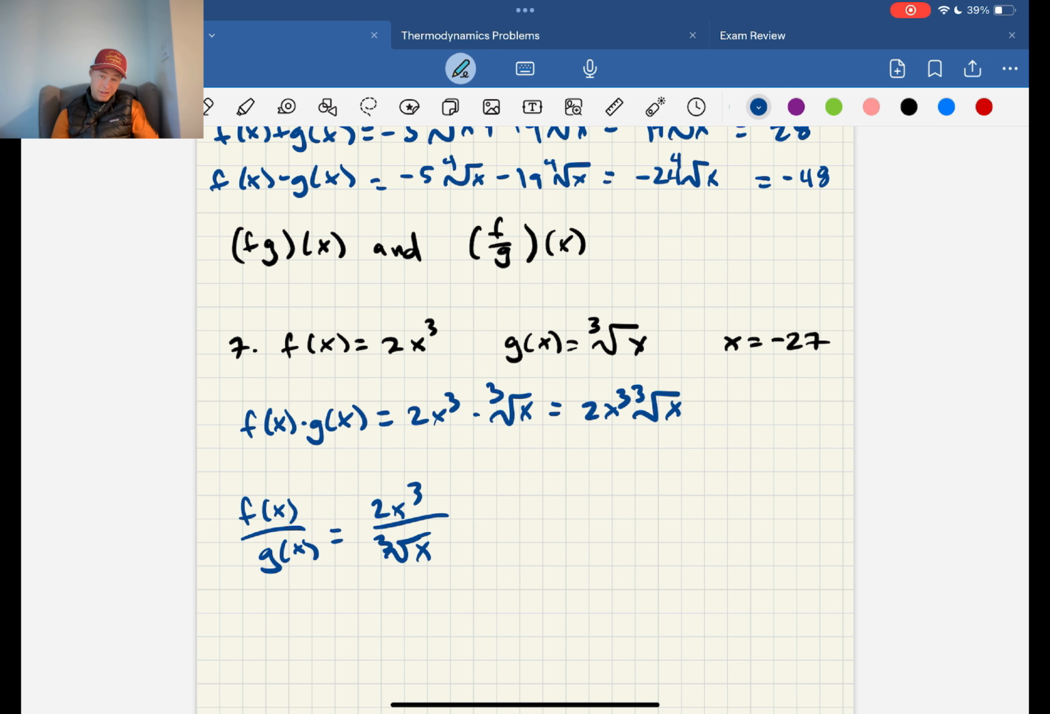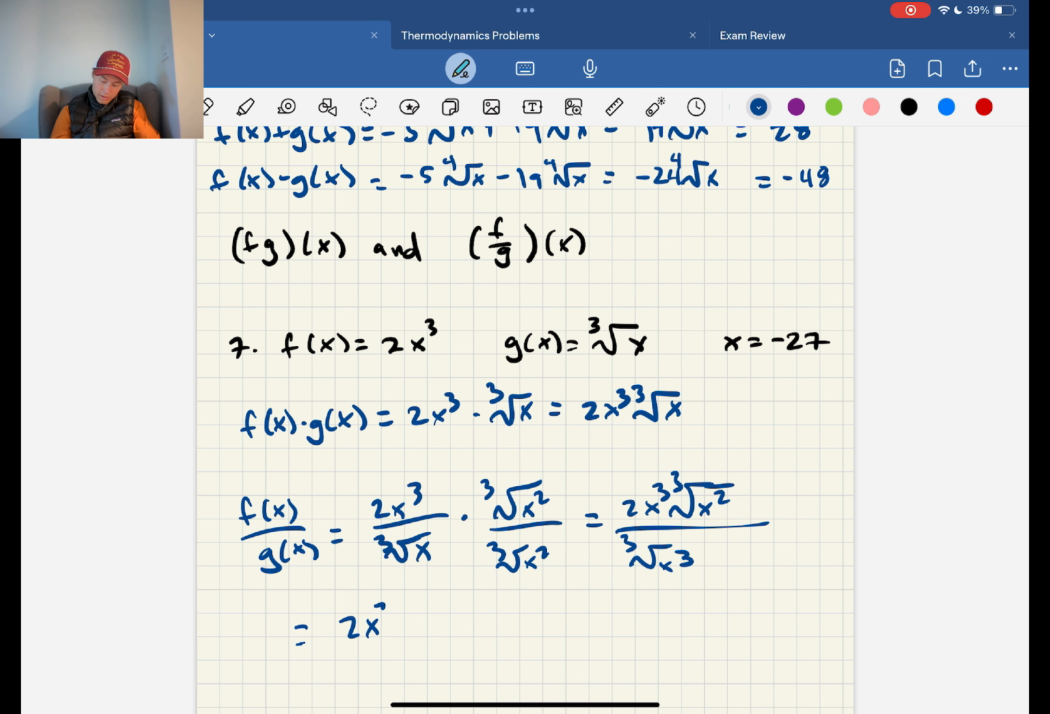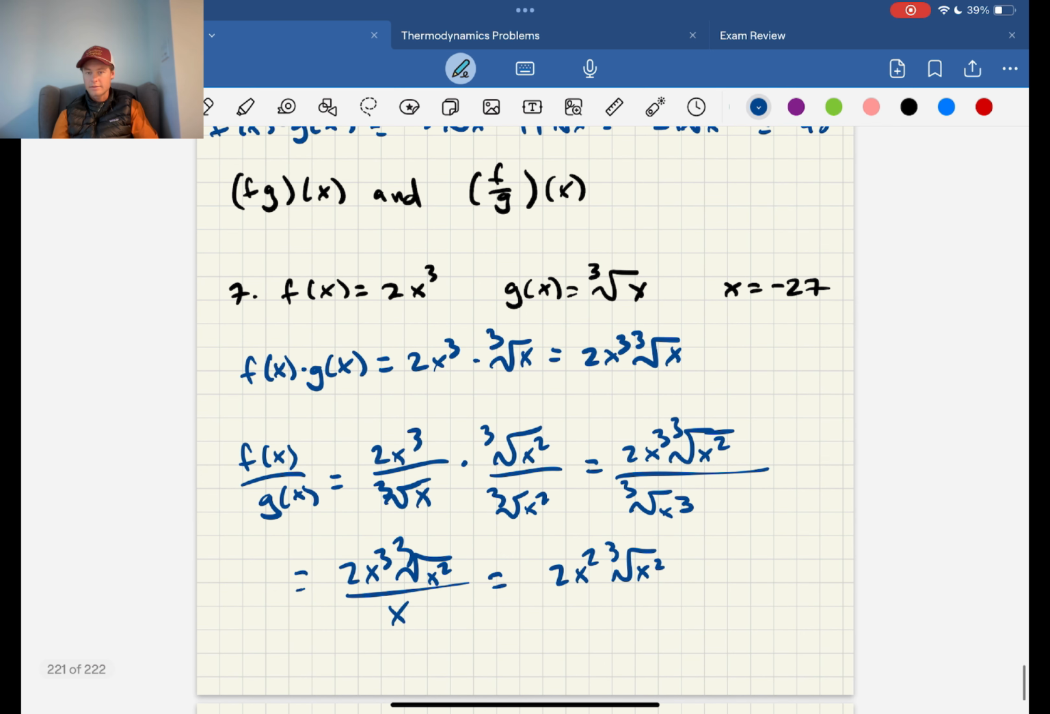Now keep in mind you want to rationalize this because you don't like to have radicals in the denominator, so you can multiply this by the cubed root of x squared over the cubed root of x squared, which becomes 2x cubed cubed root of x squared over the cubed root of x cubed, which is just 2x cubed cubed root of x squared over x, because cubed root of x cubed is just x. Okay, you can simplify that further. It becomes 2x squared cubed root of x squared. Great, and that's it. I'm not going to plug in -27. That's pretty trivial. You can just do that and see what you get.